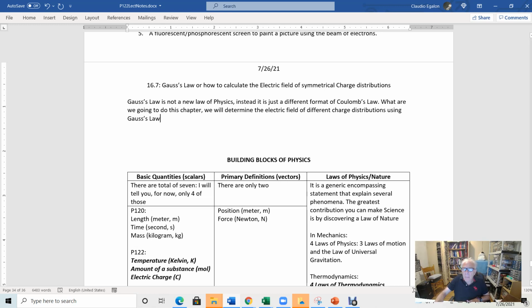Charge distributions, okay, by the way, not any type of charge distribution, but a specific type of charge distribution that has symmetry, using Gauss's law. You don't even have to know Coulomb's law. But you have to know the following.